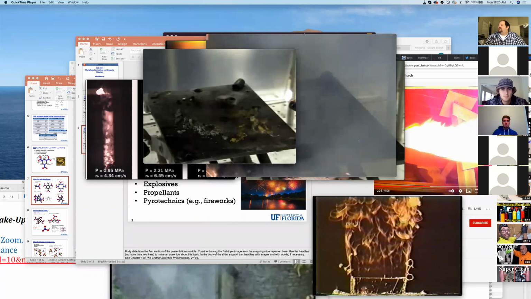And it's extremely reactive. And this doesn't produce gas. The only combustion products are liquid aluminum oxide and pure molybdenum. And this is extremely reactive.